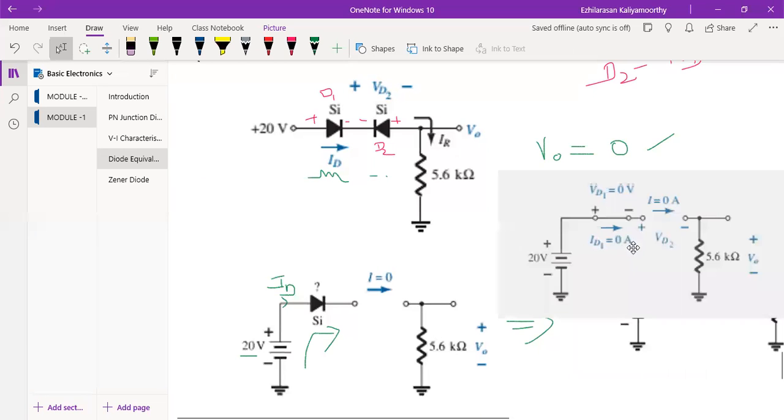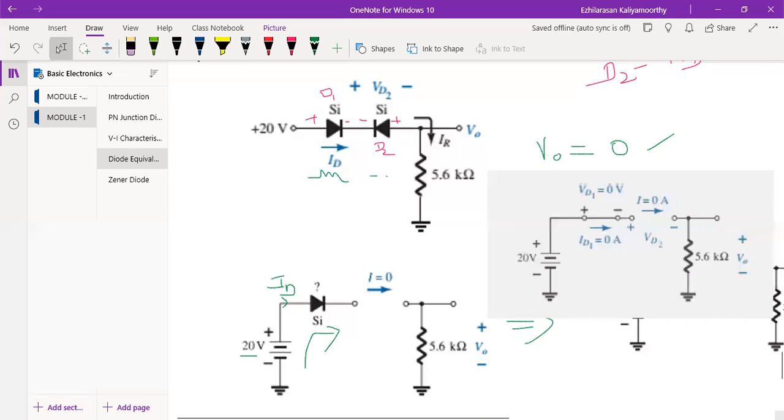Okay, see now. Now you see this figure. What have we done? Same 20. This diode is a closed switch. That is an open switch. Now what happened here? If this is an open switch, the current will not enter over there. So I can say where the closed switch is, VD1 is equal to 0 volt.